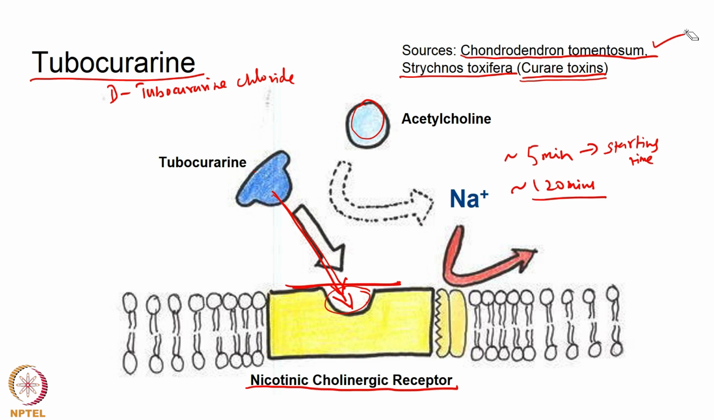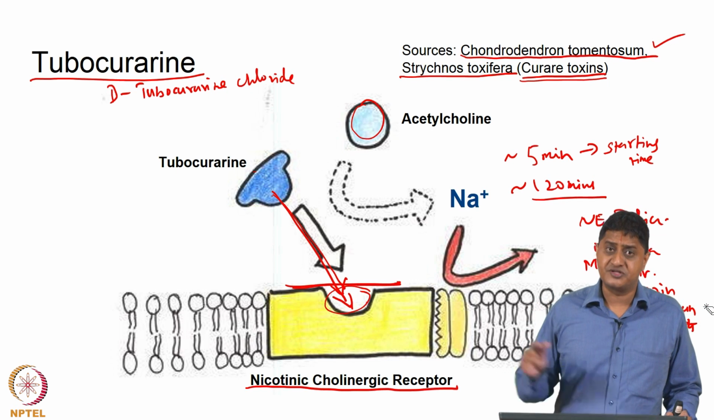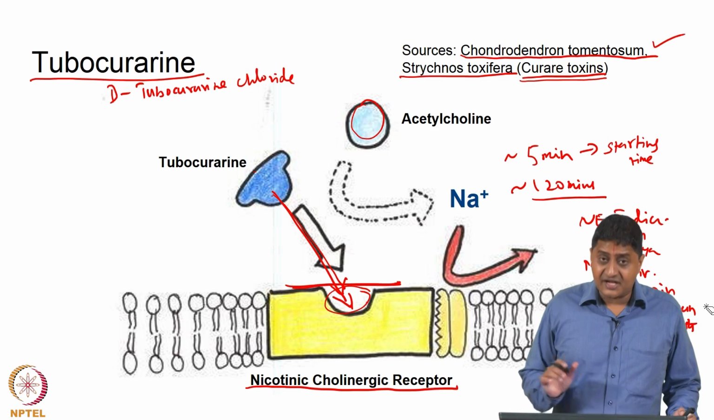This is used in the South American rainforest by tribes who hunt animals using these aeropoisons. This is still used in northeastern India, in states such as Assam, Meghalaya, and in Myanmar for hunting. Of course, it is also used in Brazil and the Amazonian rainforests, where the tribes still use these aeropoisons to hunt animals. So, this is the action of that.